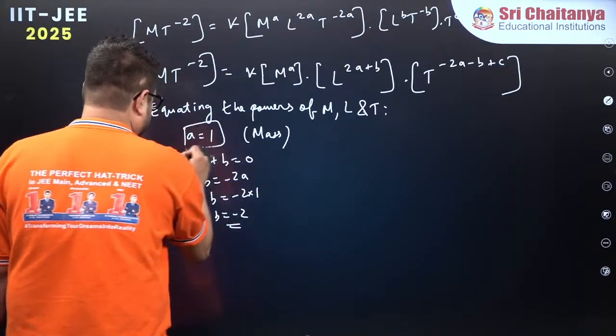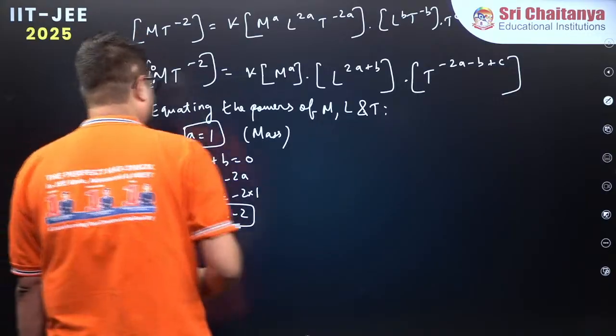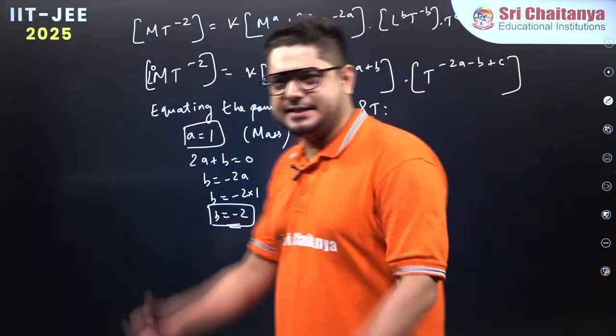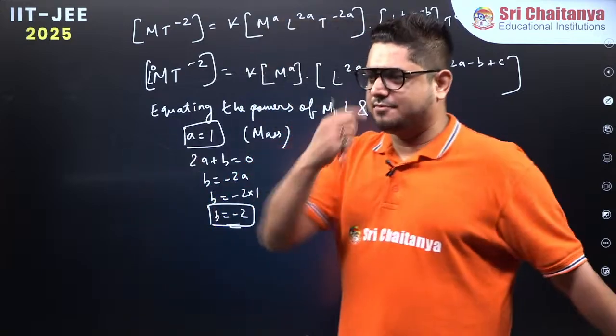A is 1 we are getting and the value of B as minus 2. I hope you are getting these dimensions of A as 1 and B as minus 2. Those who are getting, they can give a thumbs up and hit the like button, everyone.